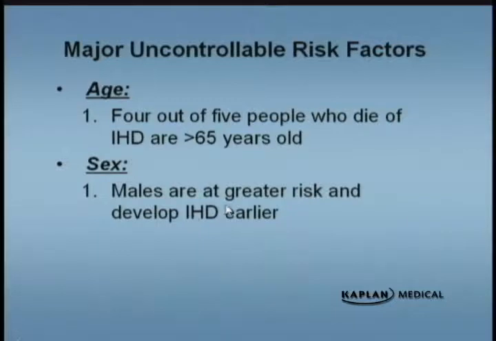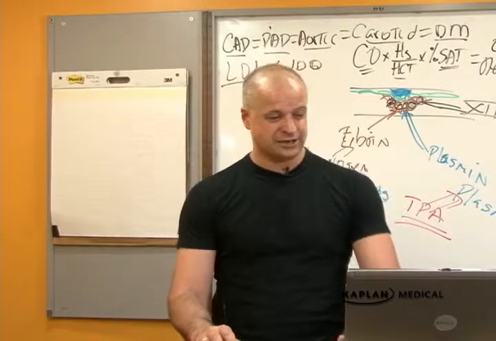Men are at greater risk, but by the time you get to be 65 and 70, a woman has the same risk as a man. So gender is only a risk early when the woman has recently had her menopause. So a 50-year-old woman is at much less risk than a 50-year-old man, but by the time you get to 70, you've come a long way, baby, and you have the same risk as a man.